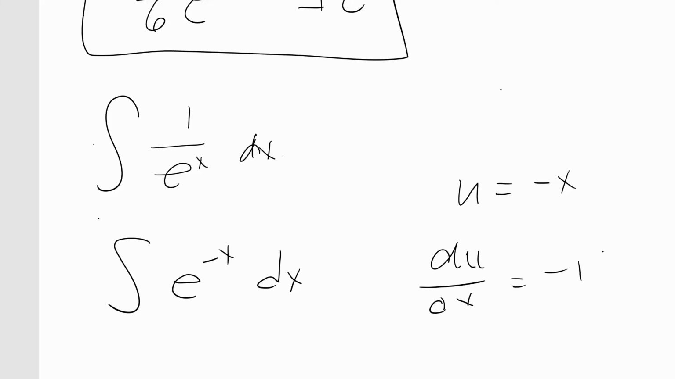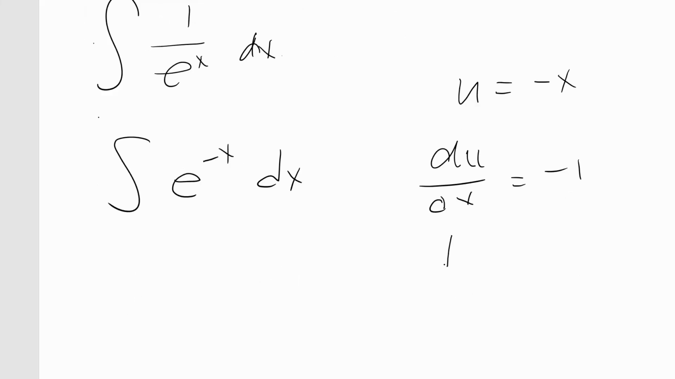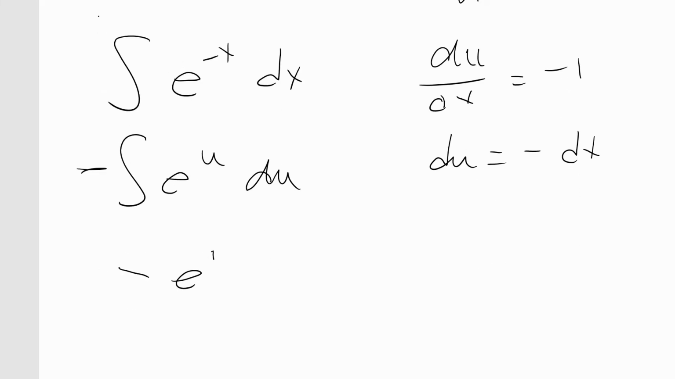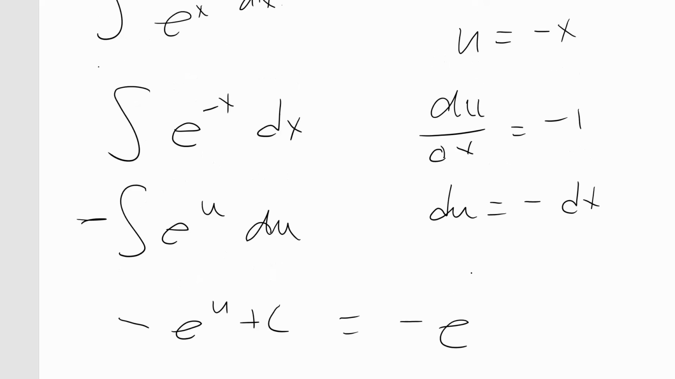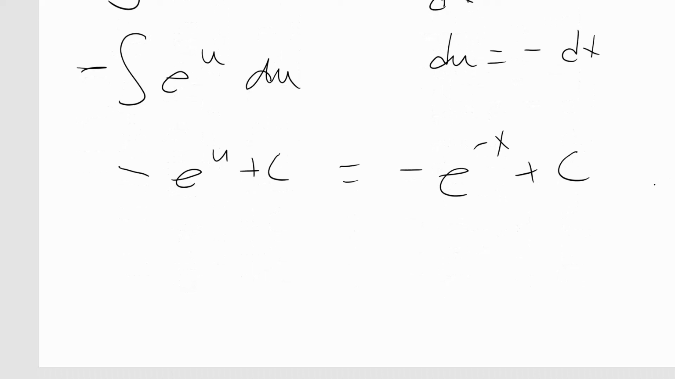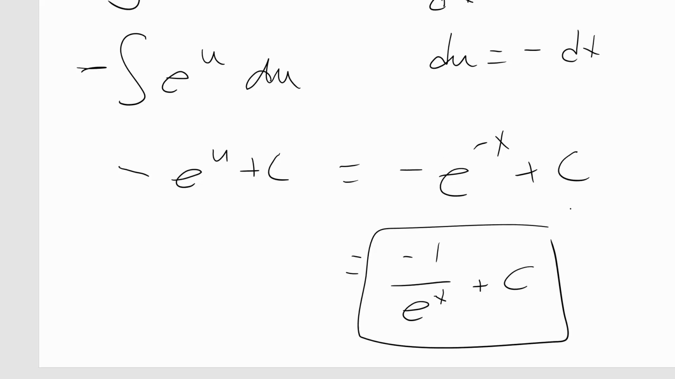du dx would be negative 1, or du equals negative dx. So I get the integral of e to the u, and then dx becomes negative du. So leave the negative. The integral of e to the u is e to the u plus c. So I would get negative e to the u, which is negative e to the negative x, plus c. Well, I can't leave a negative exponent, so I get negative 1 over e to the x plus c. And we're done. This concludes our section 5.4 and the end of chapter 5.